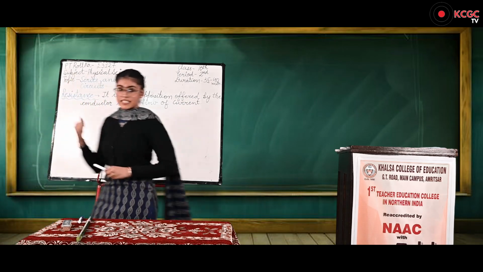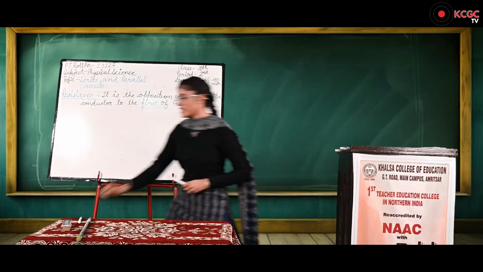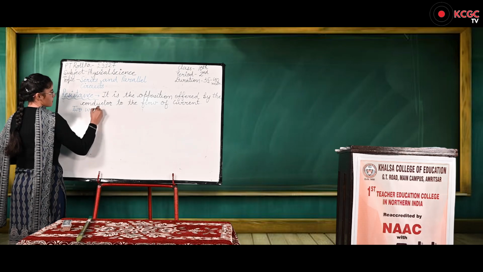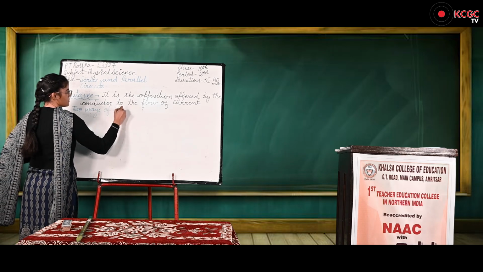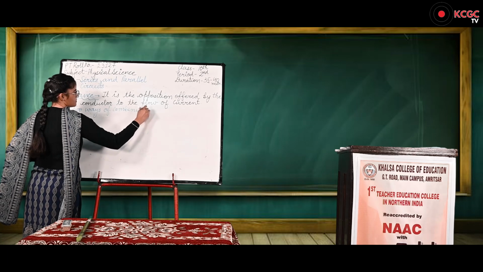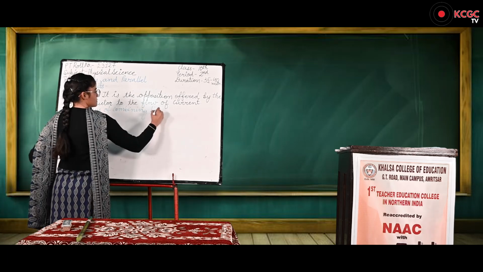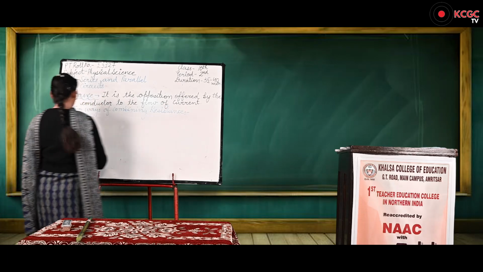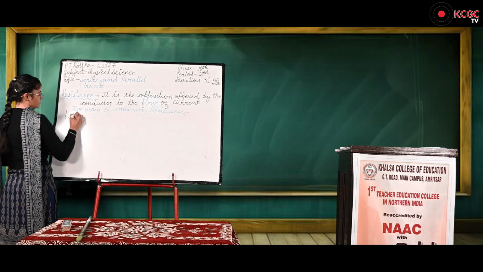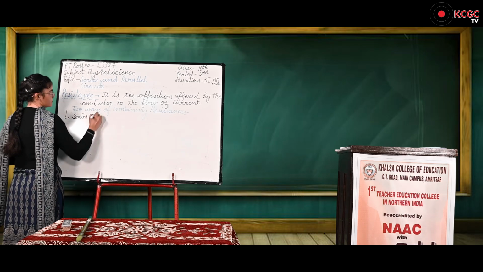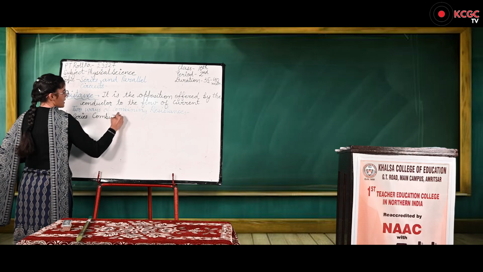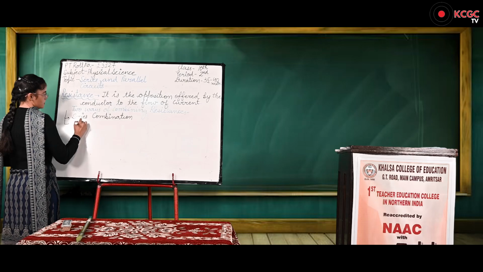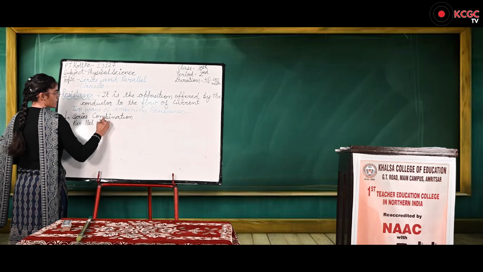So the resistance is combined in two ways. Those are the two ways of combining resistances, and those are series combination and parallel combination.